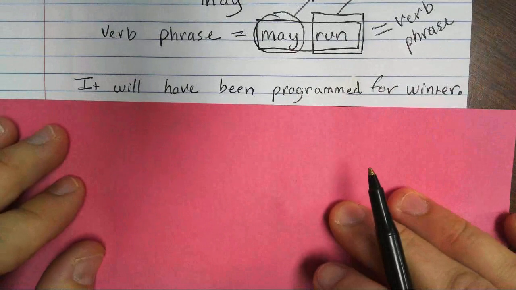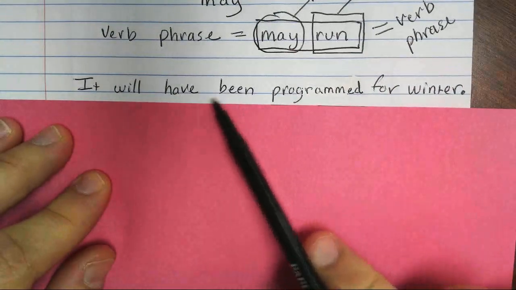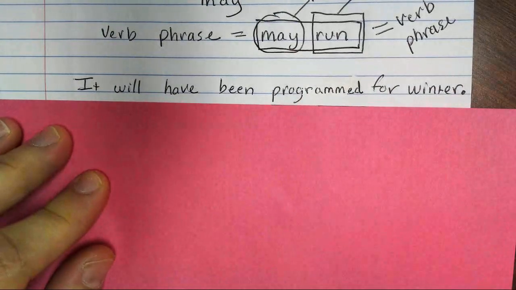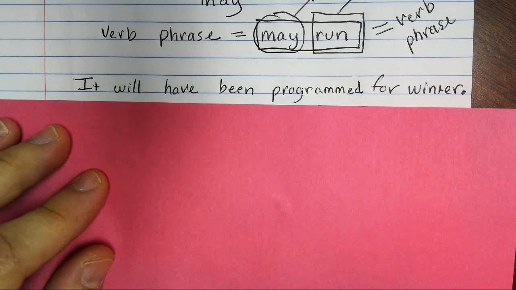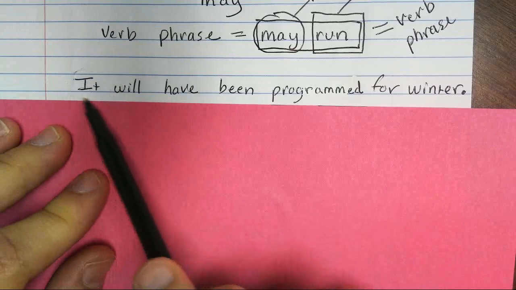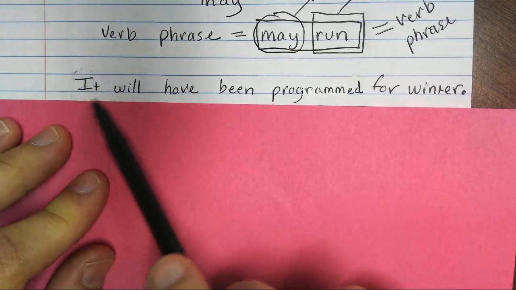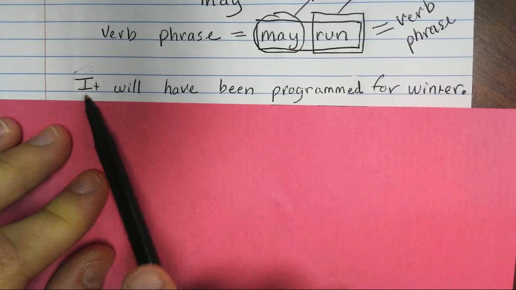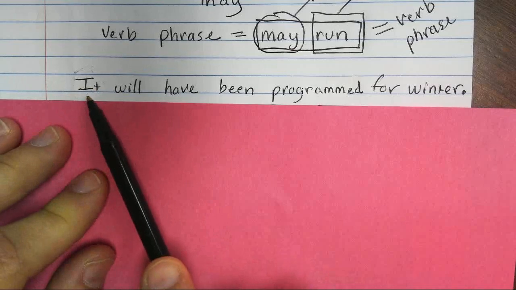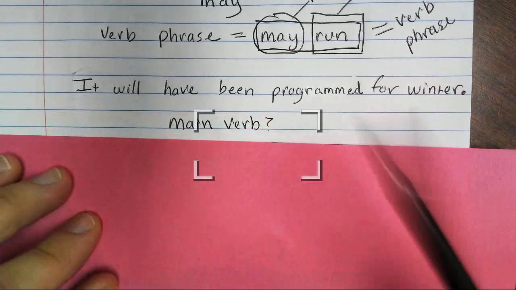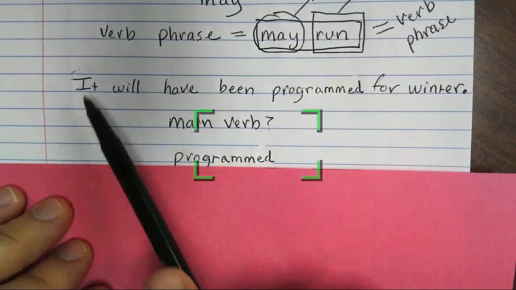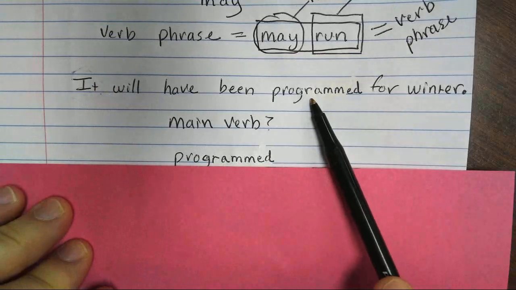Now look at this big bad boy. It will have been programmed for winter. So go ahead on your own, try to identify the main verb. What's the main verb here? What is the subject doing? Well, you should have identified the subject as it. Okay, it standing in for a noun, it's a pronoun, so it. What is it doing? You should have identified that the main verb is programmed. What is it doing? It's programming.